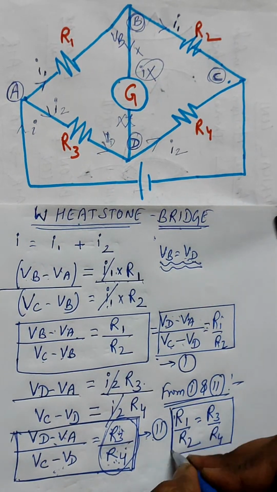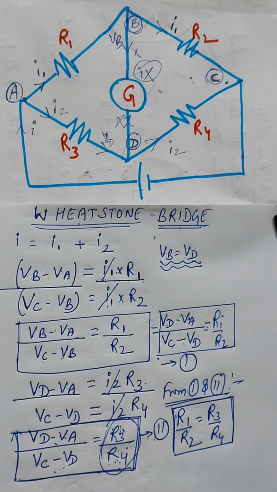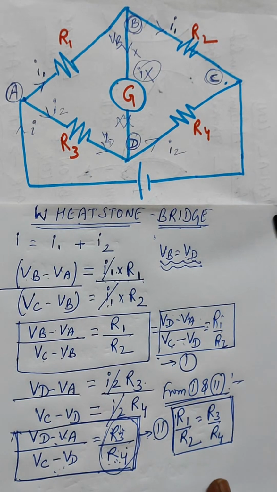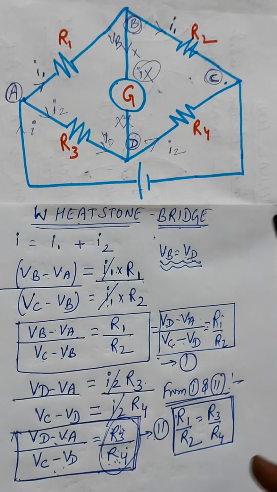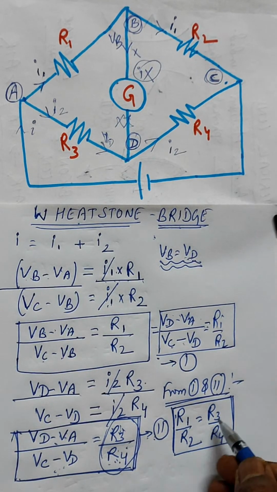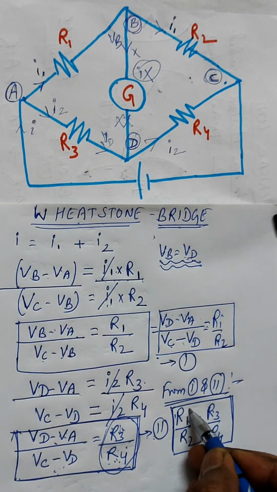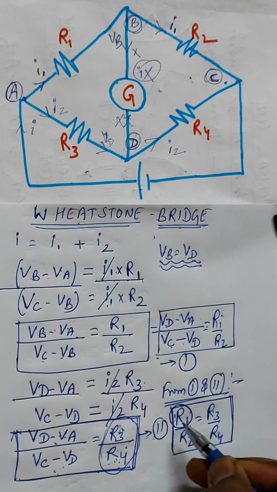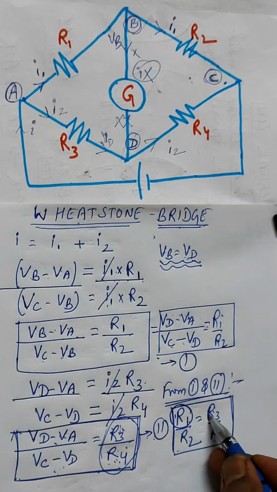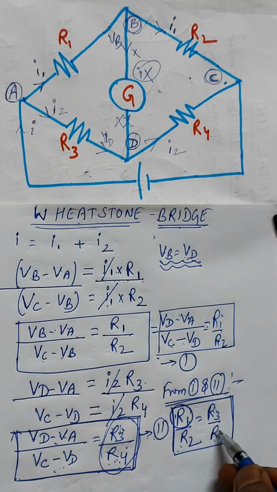Students, we will be using the principle of Wheatstone bridge in calculating some unknown resistance. If R1 by R2 equals R3 by R4, and one of the values is not known to you, and the other three values are known to you, then you are able to calculate it by doing a simple arithmetic calculation.